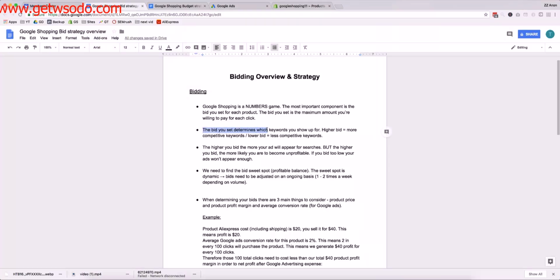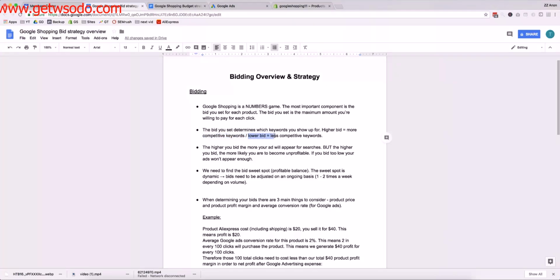So the bid that you set determines which keywords you show up for, right? If you're bidding high on a product, that product will display ads for more competitive keywords. For example, if you're advertising a whiteboard, the most competitive keyword will be something like "buy whiteboard 80 centimeters by 60 centimeters", right? That's extremely competitive because the prospect knows exactly the size of the whiteboard that he wants to buy. So it's really lower funnel.